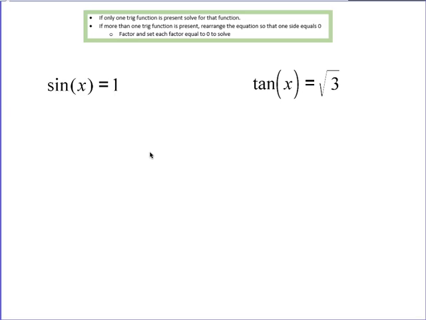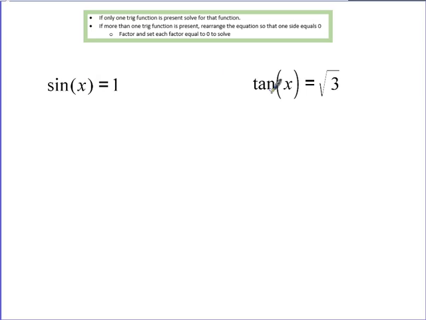Lesson T6, we are solving trig equations. When we did identities, we just wanted to verify, to prove that one side was equal to the other. Now we are actually solving, so it's going to be more like what you did in Algebra 1 and Algebra 2, where we're getting something by itself. If there is only one trig function, we just want to get that trig function by itself.